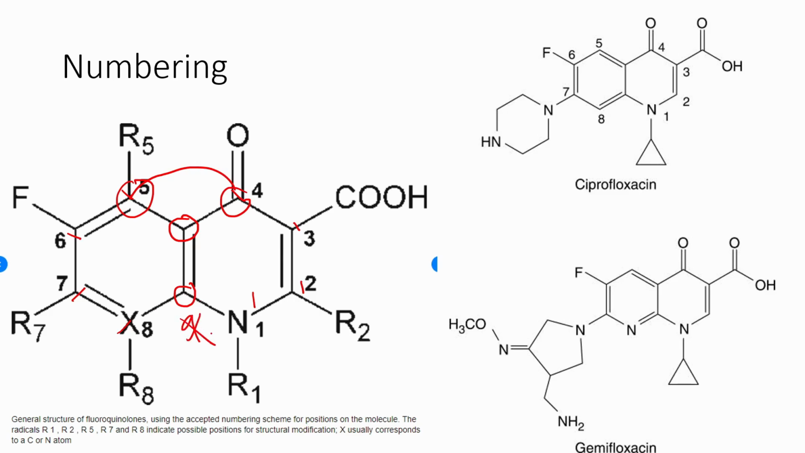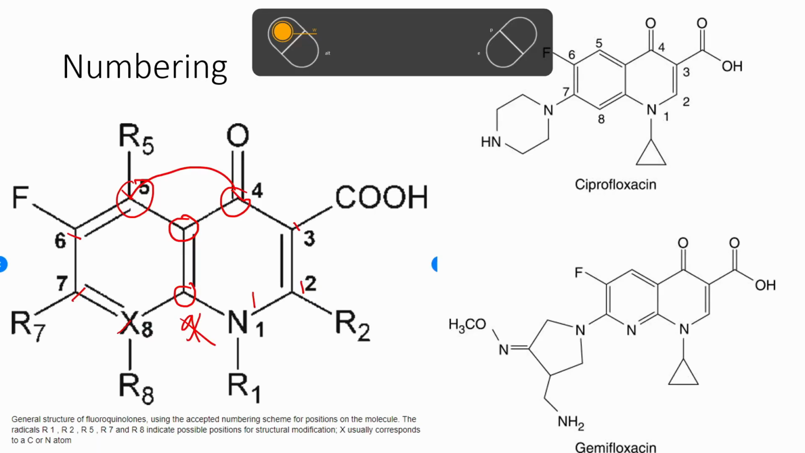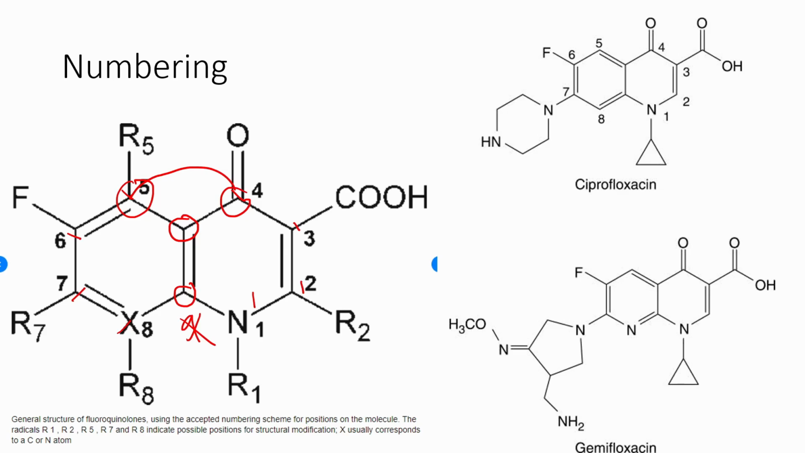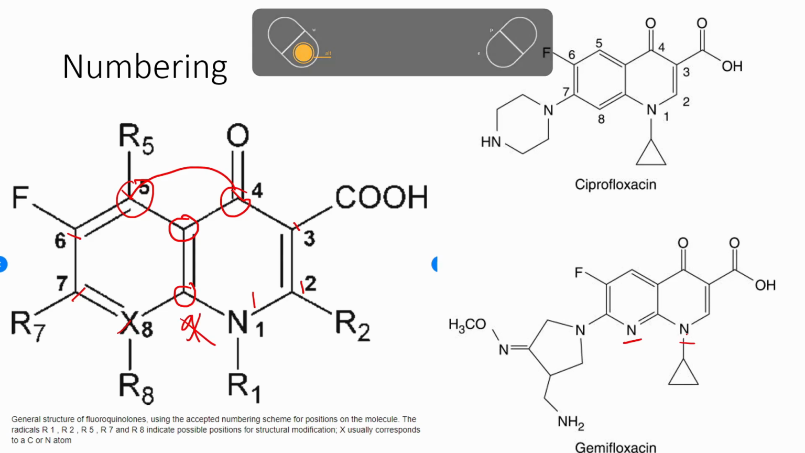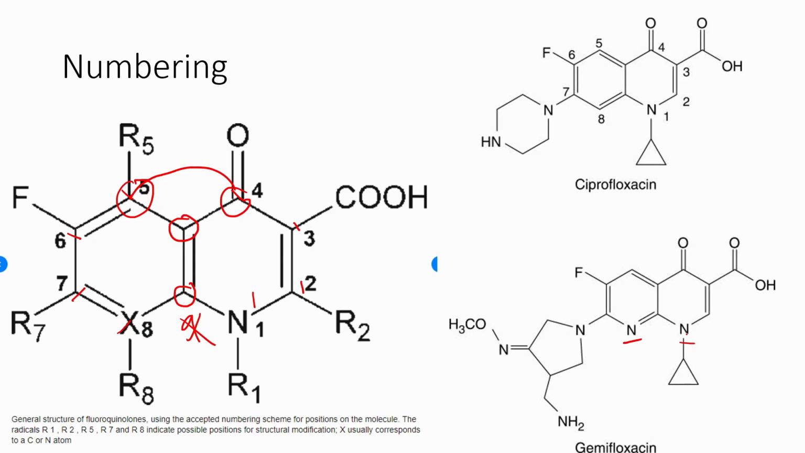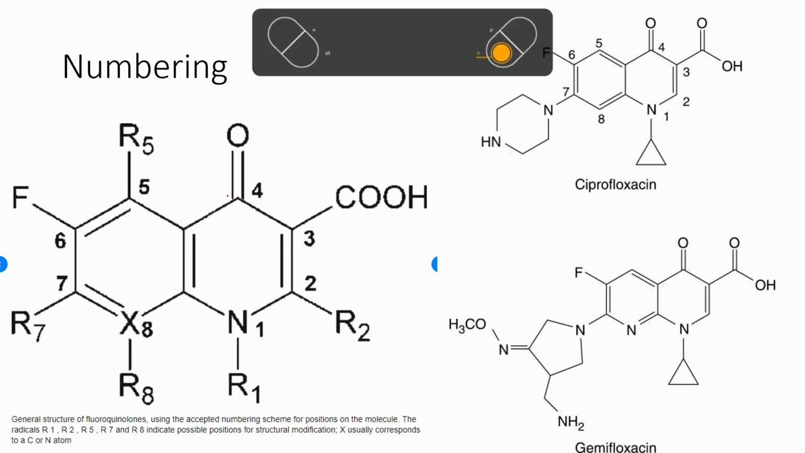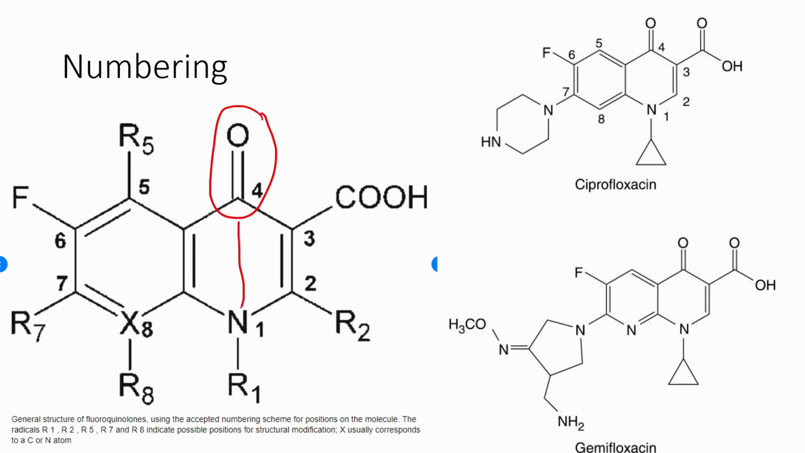Next, the tip to easily find number 1, because sometimes you might find 2 nitrogen atoms, like in the case of gemifloxacin. How to find the first nitrogen atom is to simply look for C double bond O, and opposite that is nitrogen number 1. As you can see, C double bond O opposite nitrogen number 1. Here in our ciprofloxacin, C double bond O, opposite that is our nitrogen number 1. And C double bond O in our gemifloxacin, opposite that is our nitrogen number 1.